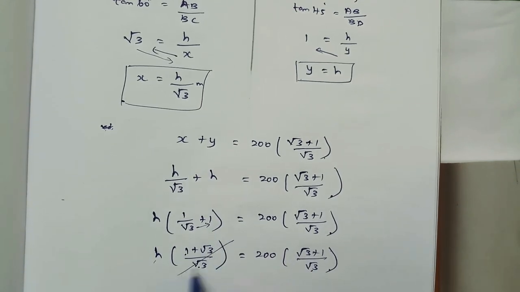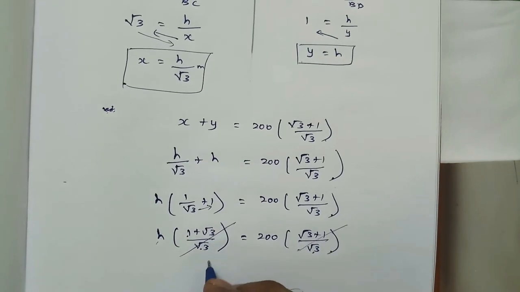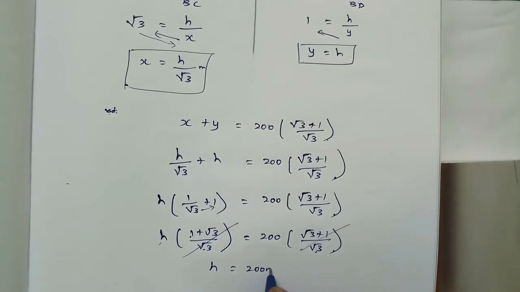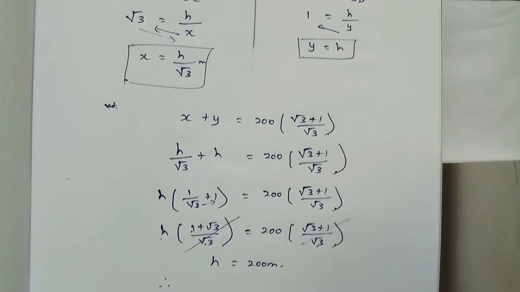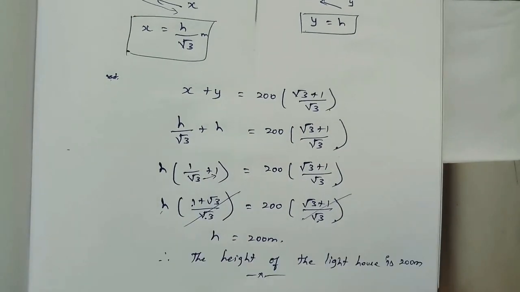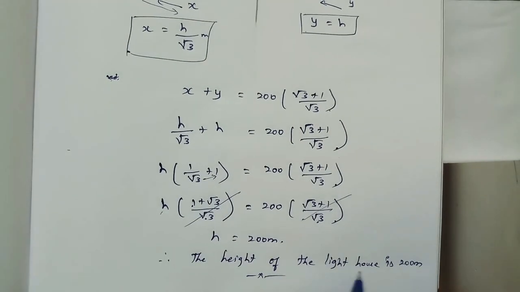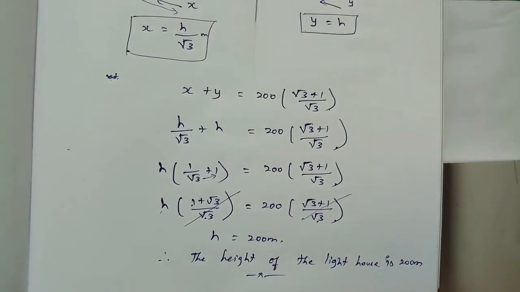Shall I cancel? I'm just cancelling. So what remains? H is equal to 200. Therefore, the height of the lighthouse is 200 meter, right? Now do your homework sums.